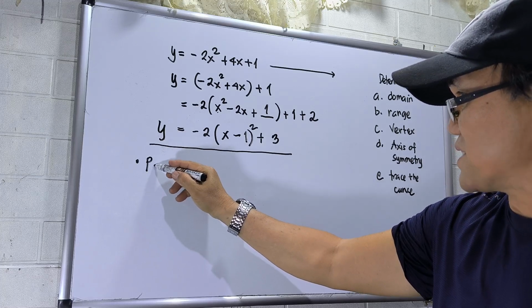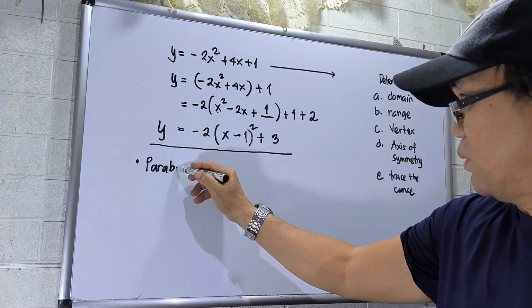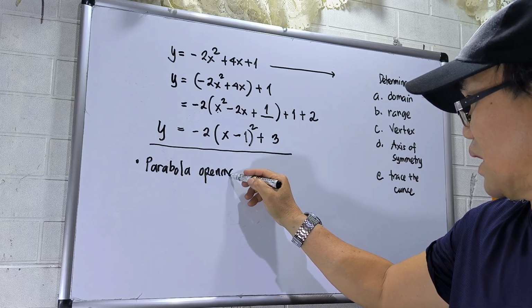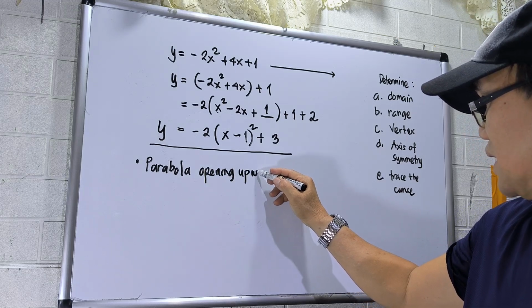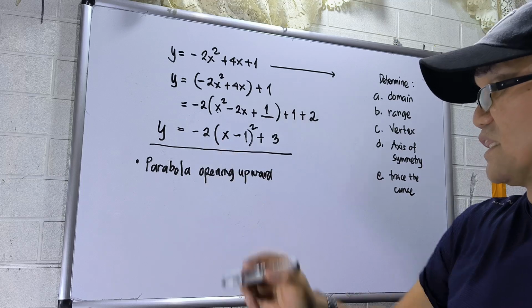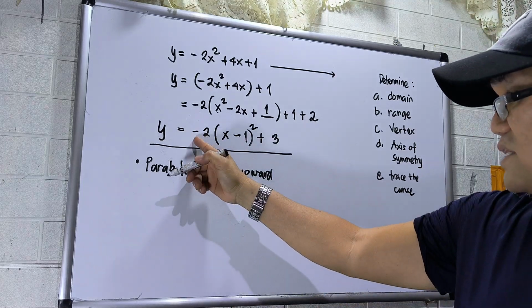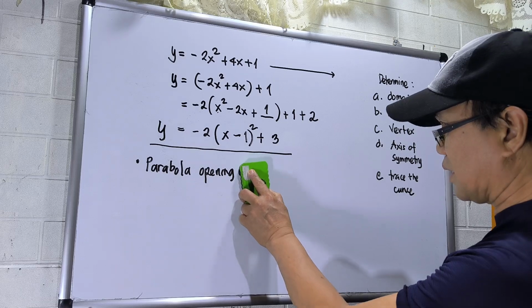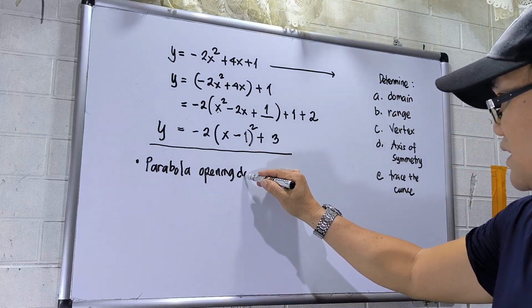First, I have to name this kind of parabola. Parabola opening downward because the latus rectum is negative 2, meaning this is negative. So, this is a parabola opening downward because negative.